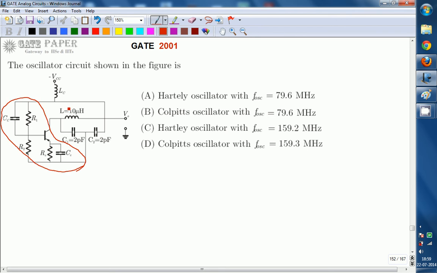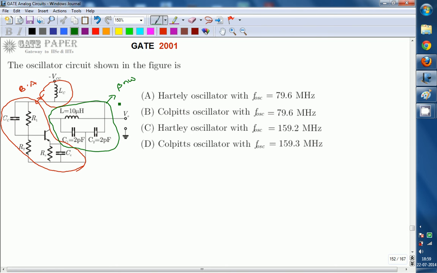So this part, including this LC, is going to be called the basic amplifier circuit. Okay, and the remaining part is going to be called the feedback network. The remaining part is nothing but what includes the inductor and these two capacitors. This is going to be called the feedback network, or beta network.